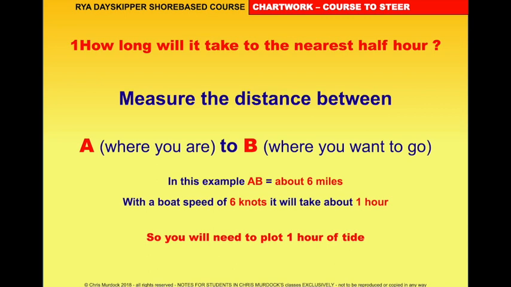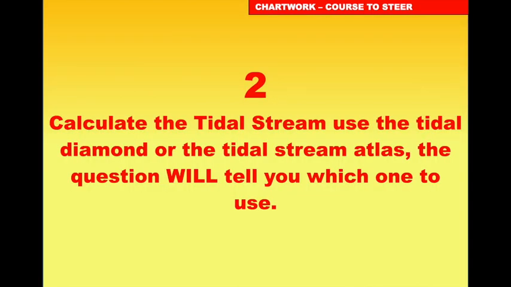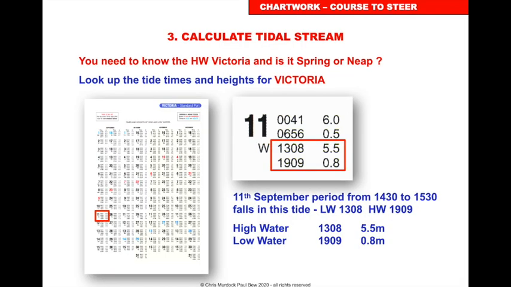So we need to plot 1 hour of tide. So we need to calculate the distances of the set and drift using tidal diamonds or the tidal stream atlas before popping it on the construction of our chart. So we work that out. To calculate the tidal streams, use the tidal diamond or the tidal stream atlas. The RYA question will tell you which one to use. So stick to that one in the RYA questions. So on this one, it was a tidal diamond.